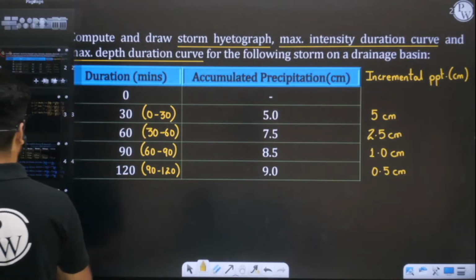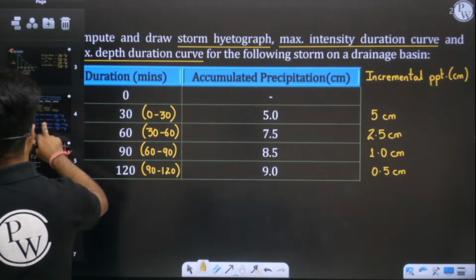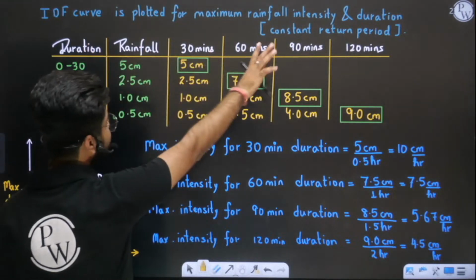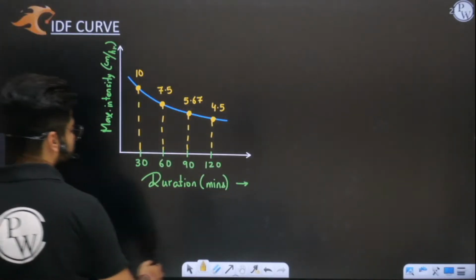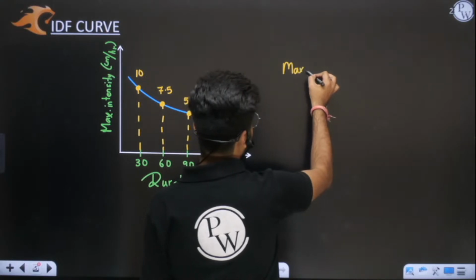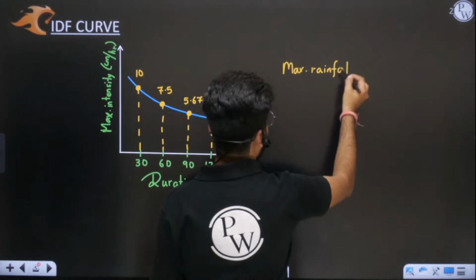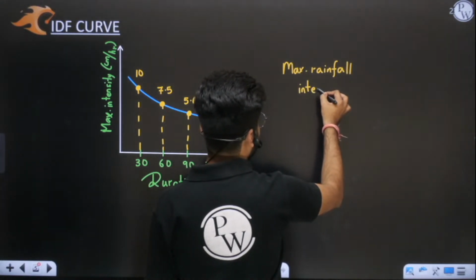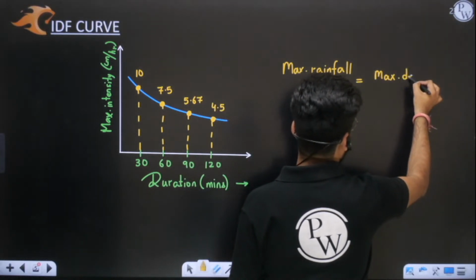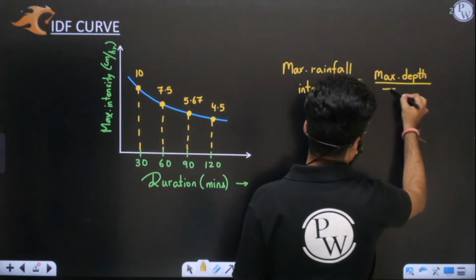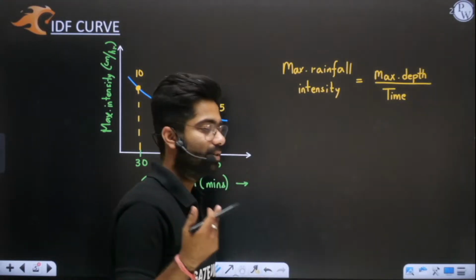So one thing which we have understood here very clearly, sir, that for the IDF curve we are interested in maximum rainfall intensity, and whenever we are going to find maximum rainfall intensity, I will only use maximum depth. We are only interested in maximum depth. So we can draw maximum depth duration graph, and we can also draw maximum rainfall intensity graph. It's up to you.